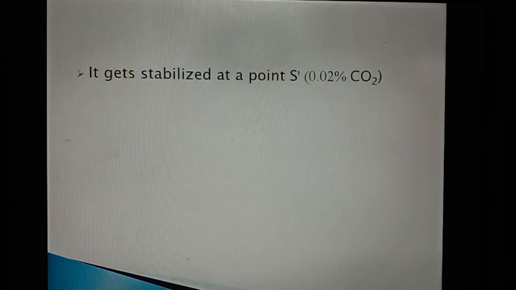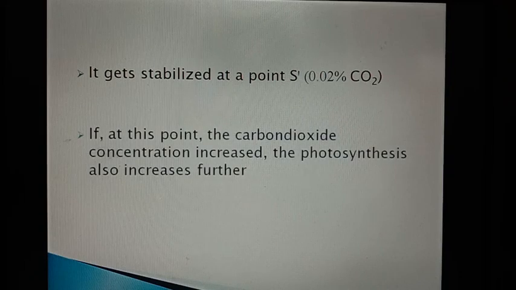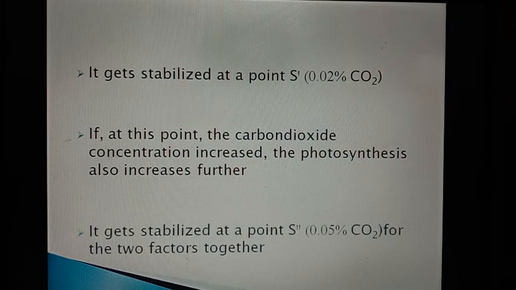It gets stabilized at a point, that is S dash, at 0.02% concentration of carbon dioxide. If at this point the carbon dioxide concentration is increased, photosynthesis increases further. It gets stabilized at a point S double dash when the concentration of carbon dioxide is 0.05% for the two factors together. So the two factors will act together.